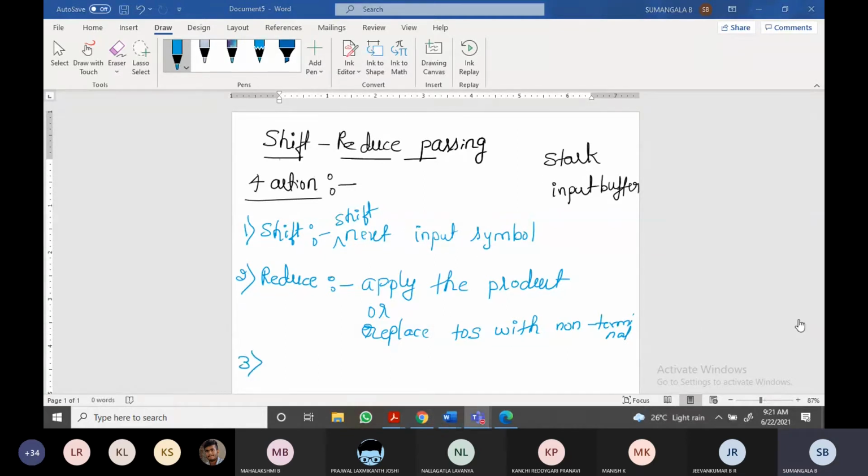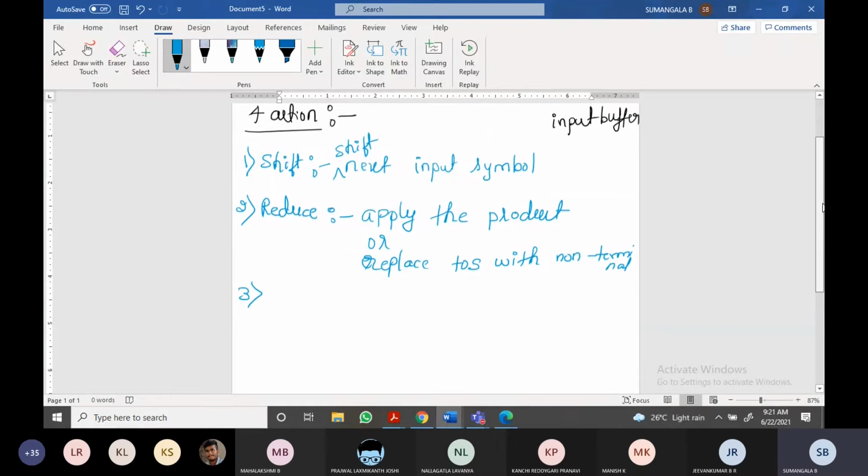The third thing here is accept. What do you mean by accept here? When will we say the grammar is accepting the input string? When you are doing the bottom up approach, which symbol do you have to reach on the top? The start symbol. Yes, the start symbol.